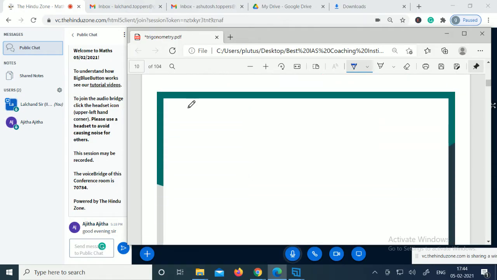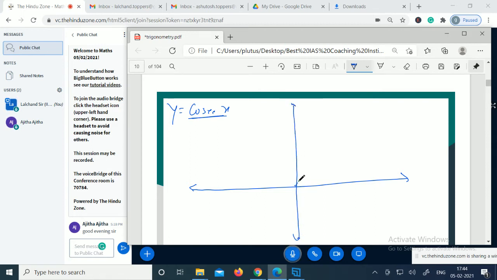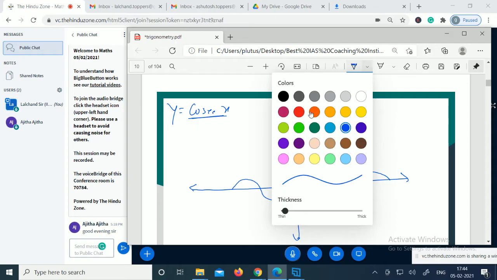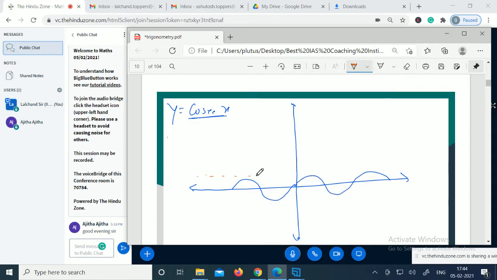In case of y equal to cosec x, how to make the plot of cosec? Just draw the plot of sine first. So make a plot of sine. Okay. Now draw a line at the peak of sine, that is at y equal to 1, and at minus 1.